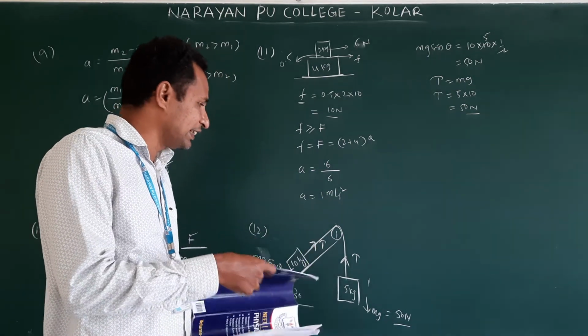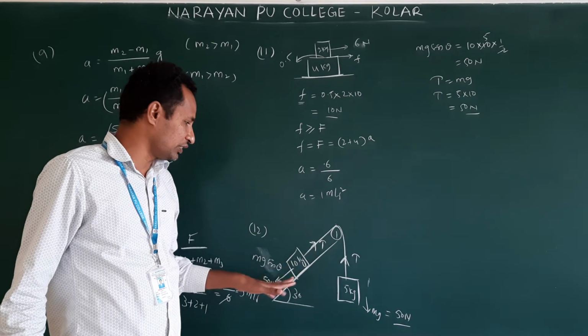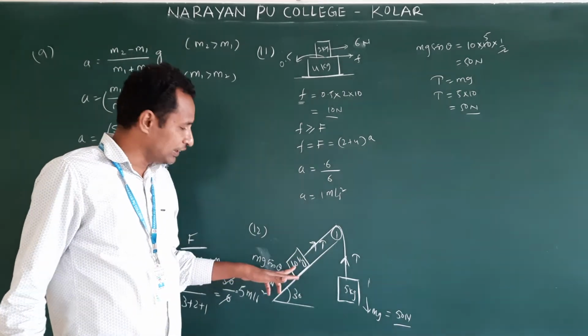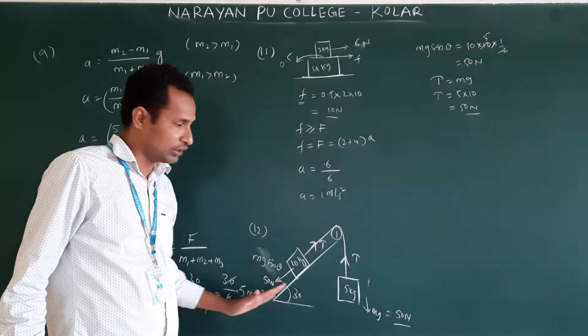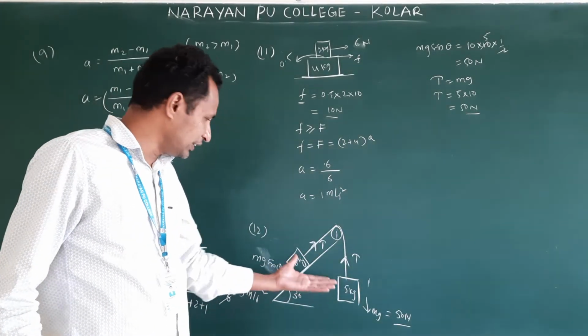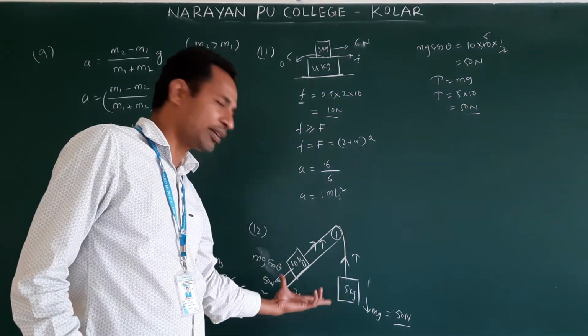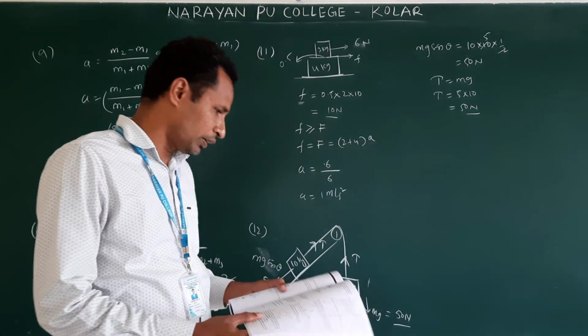So if any value changes, if the mass changes, suppose this is 11 kg, then what happens? This force dominates, then the system will accelerate downwards, and this goes up. In that case, the equation changes. But in this question, weights are balanced, forces are balanced, so T is equated.